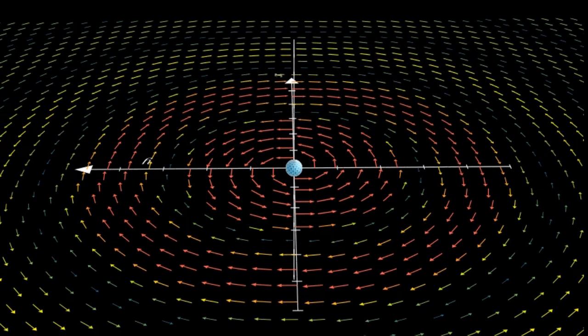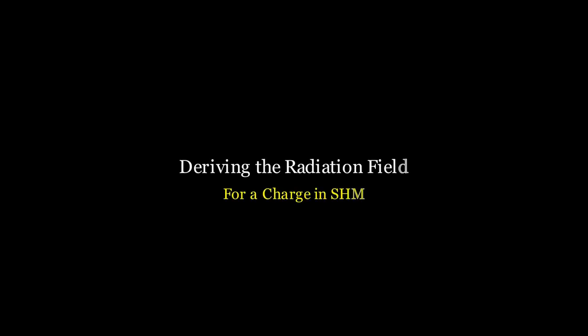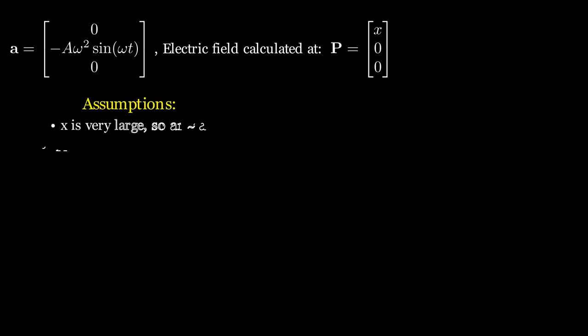Now, let's mathematically derive the expression for the electric field. For simplicity, we assume the charge follows a basic simple harmonic motion. We also make two key assumptions. First, the observation point is far away from the charge. This allows us to approximate the perpendicular component of acceleration as nearly equal to the total acceleration. Second, the charge's oscillation amplitude is very small. This lets us approximate the radial direction as nearly constant.